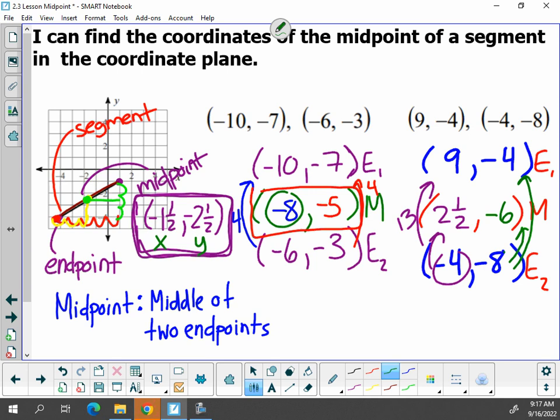And this is going to take some practice to get used to, and so that's why we will do practice in class. We're just finding the numbers that are in the middle of the two values. And so our midpoint here is 2.5, that would be fine, -6.